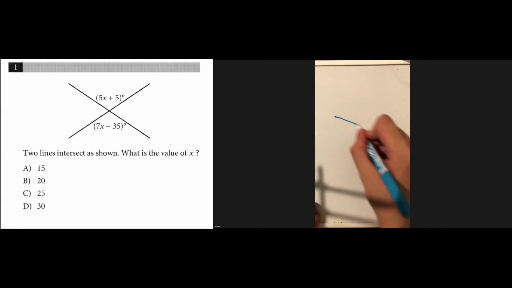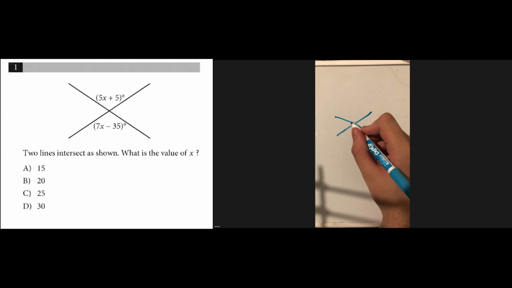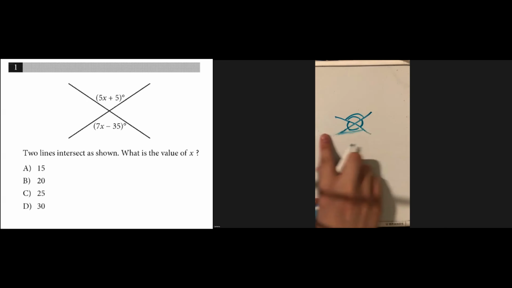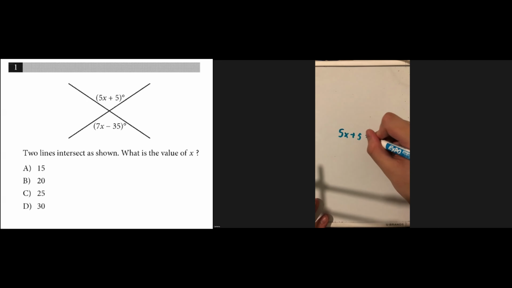Okay, so for this one, we're given two lines that intersect. And so we know that based on, I don't know what the theorem's called, I think it's like equal angle theorem, these two are the same and these two are the same. And so using that information, we know that 5x plus 5 equals 7x minus 35.